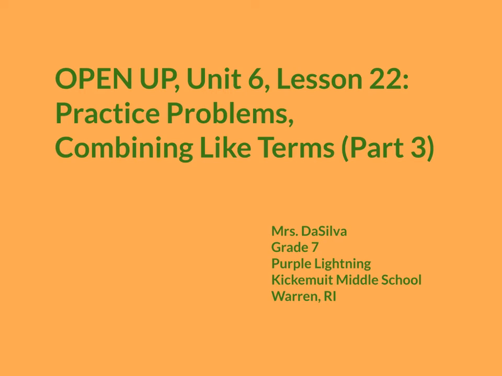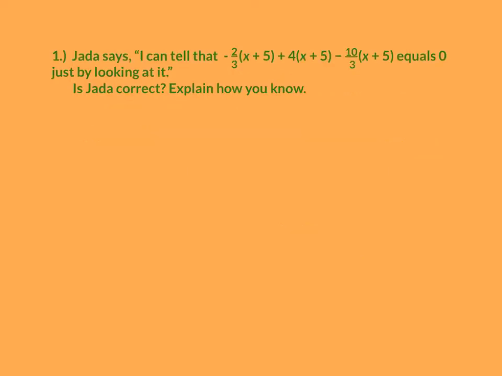And this is our third lesson on combining like terms. Okay, so here we are with our first problem. Jada says that she can tell that negative 2/3 times the quantity of x plus 5, plus 4 times the quantity of x plus 5, minus 10/3 times the quantity of x plus 5 is equal to 0 just by looking at it. Is Jada correct?